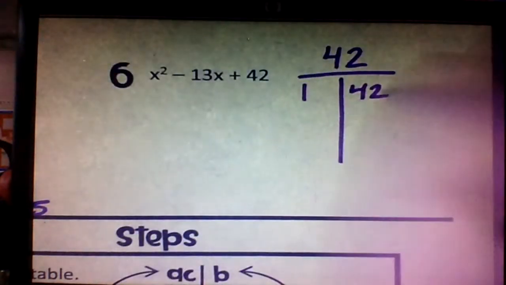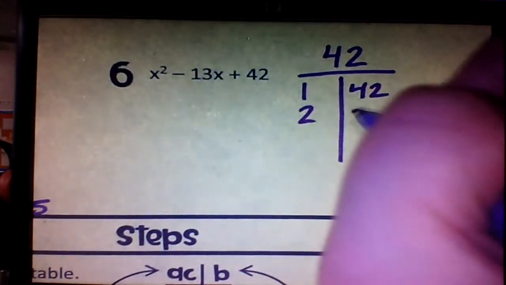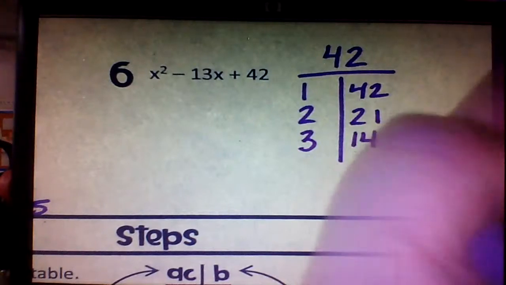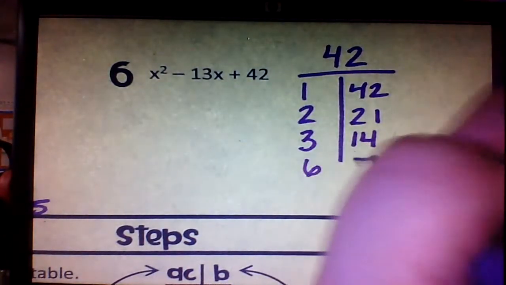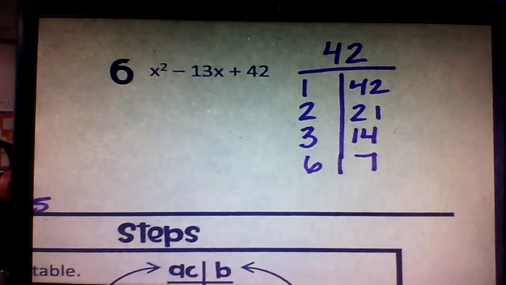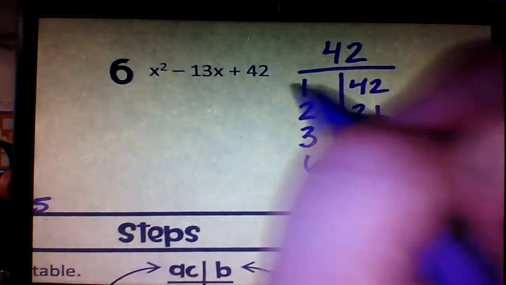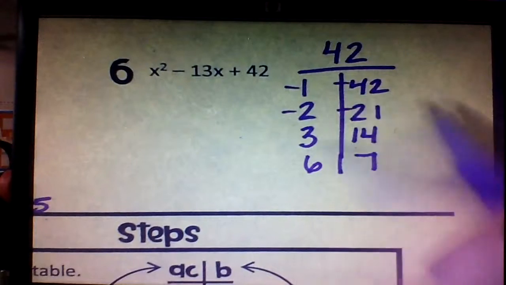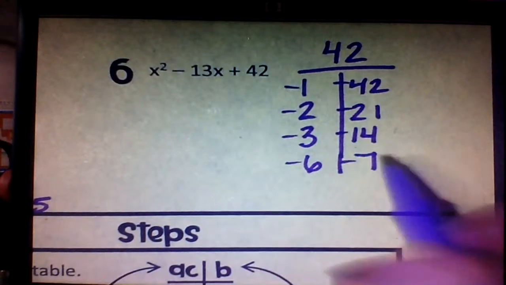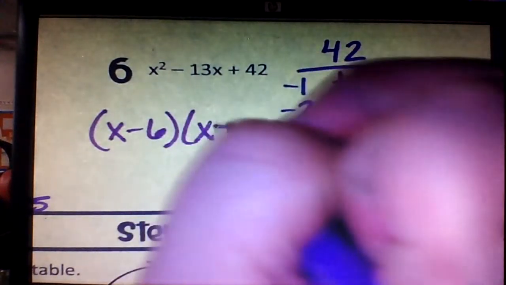1 and 42. 2 and 21. 3 and 14. 6 and 7. And then both of them have their negative. Because we have negative 13x, that means they're both going to be negative. So, negative 1 and negative 42, negative 2 and negative 21, negative 3 and negative 14, negative 6 and negative 7. Negative 6 and negative 7 give me negative 13. So, this is x minus 6 and x minus 7.